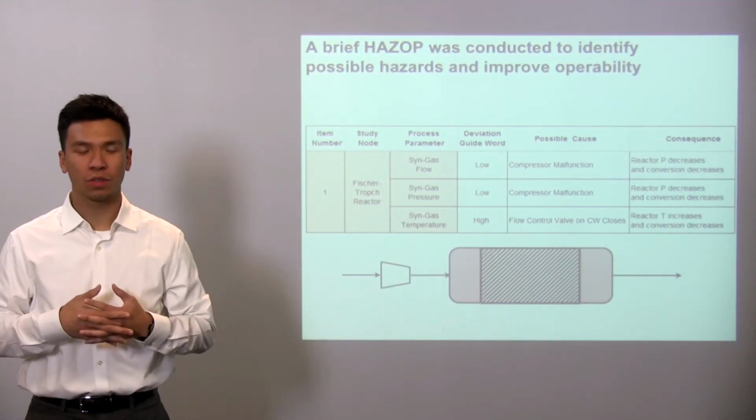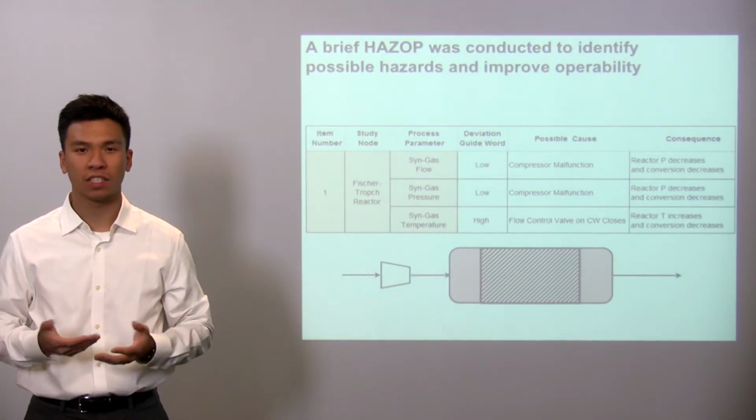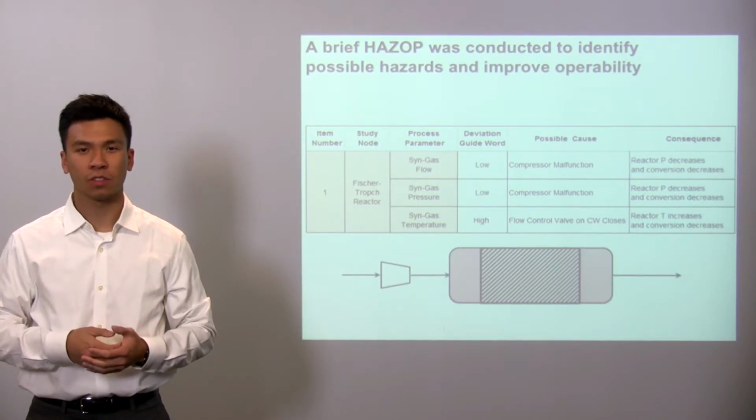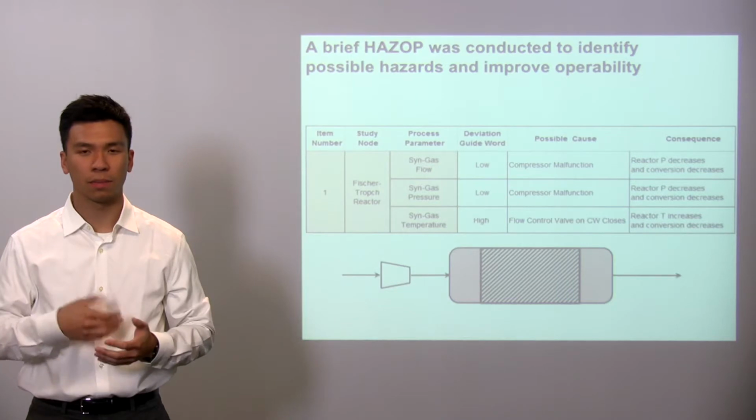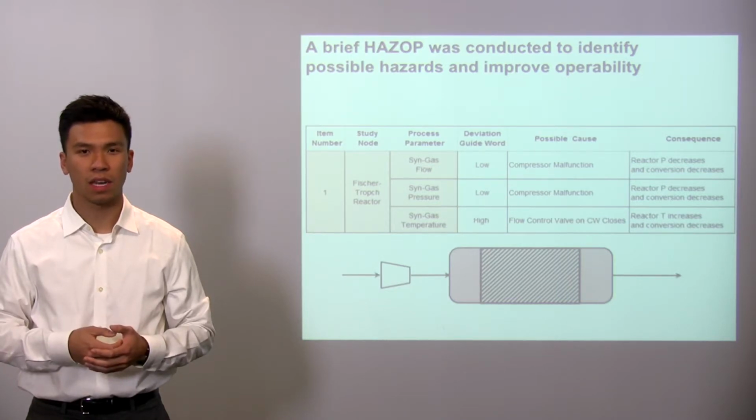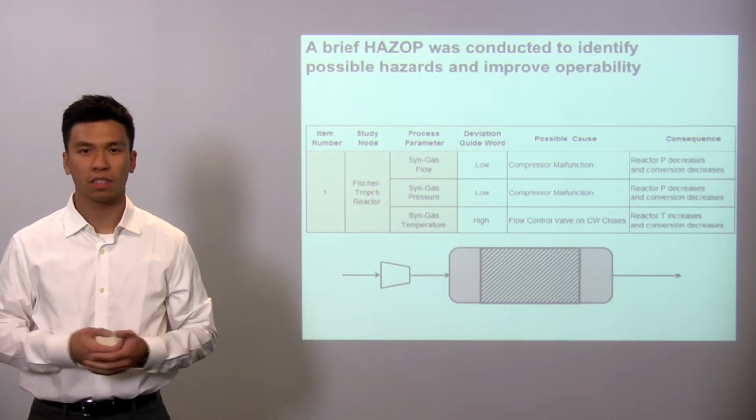So in order to avoid any process deviations, proper process control strategies were needed and employed on our equipment to improve operability and improve safety. This will be talked about by Ed.